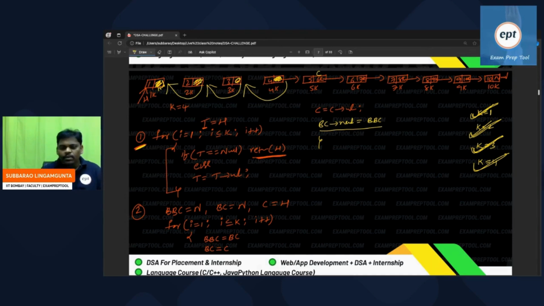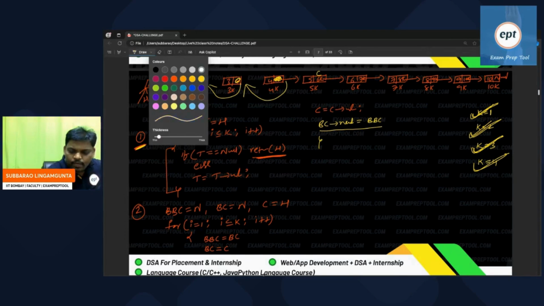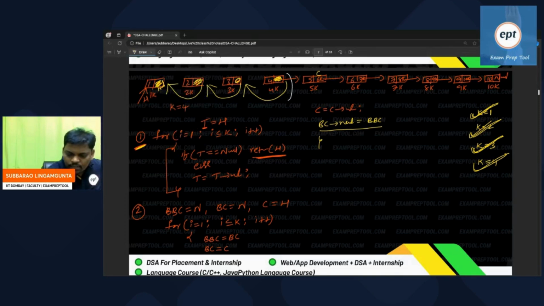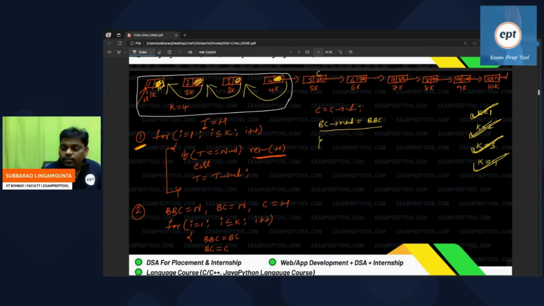But remember, K people are reverse done. See this one. After reversing, the first becomes last and the last becomes first. Some people are asking, what is the name of this person, sir? Remember, it is BBC. And one more, this is the head. After reversing, he will become the last node.